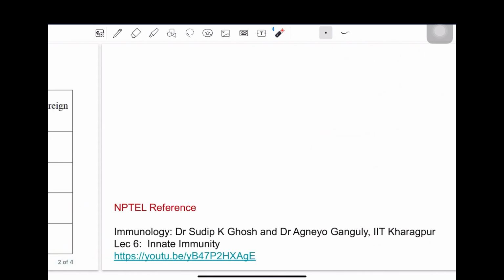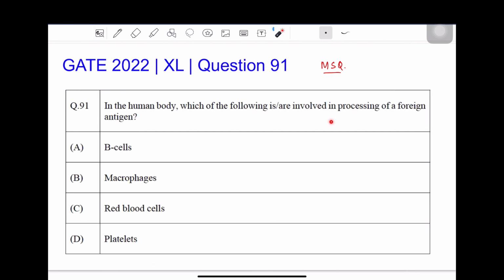Now, coming to the question, it is asked which of the following is or are involved in processing of a foreign antigen. So it is basically asking what are the APCs. Now we know B cell is one antigen presenting cell. Macrophages is also one antigen presenting cell. Now, red blood cells do not present antigen, same as platelets. Platelets also do not present antigen. So, our answer here is A and B. Options A and B are involved in processing of the foreign antigen.